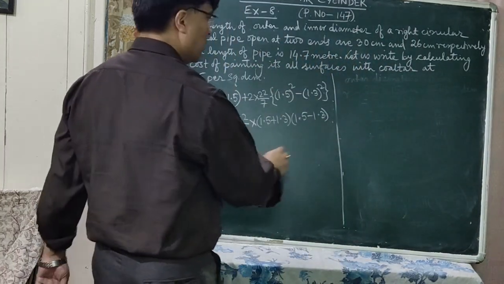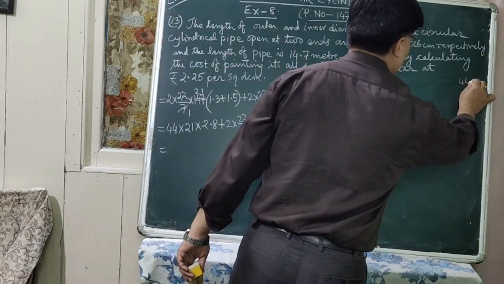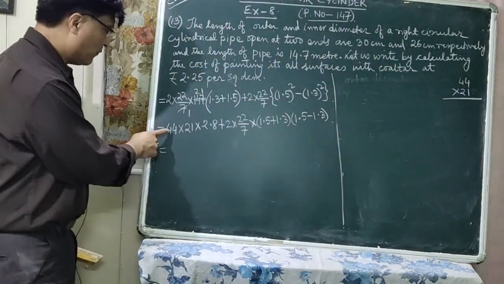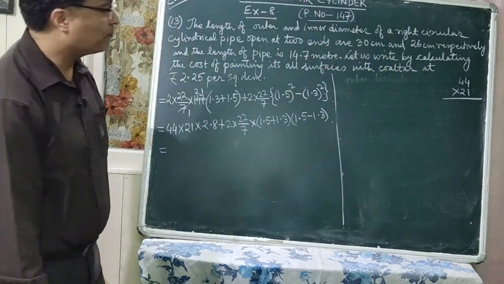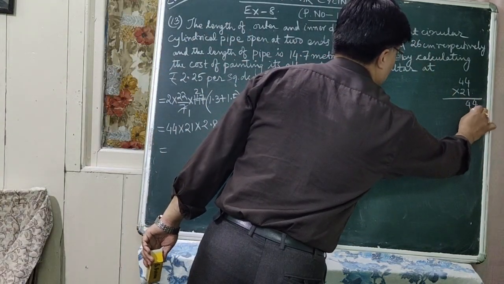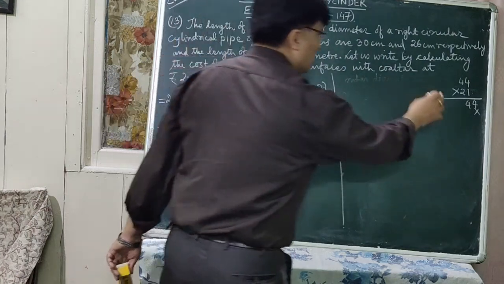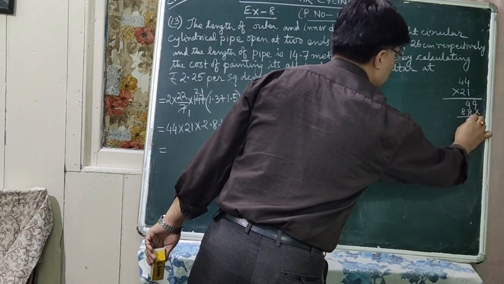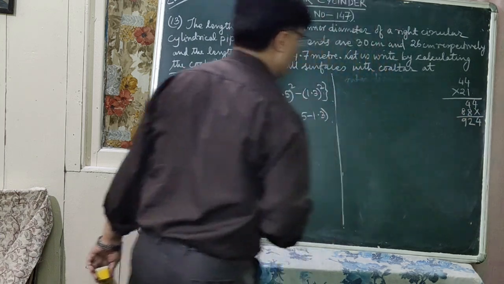So next, multiply 44 by 21. Here it is, 44 into 21. Okay? To multiply, go above. 1 4s are 4. 2 4s are 8. This is 4, 8 plus 4 is 12, 2, 1, 9, 9, 24.